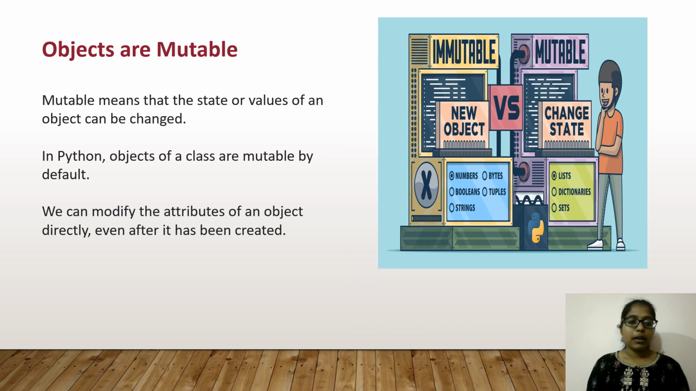Objects are mutable. Mutable means the state or values of an object can be changed. In Python, objects of a class are mutable by default. We can modify the attributes of an object directly even after it has been created.